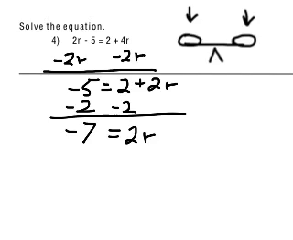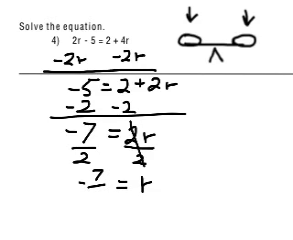Okay, so I'm done with the adding and subtracting part of it. Now the only way to get it to be just r, because I want a positive r equals something, I'm going to have to divide by 2. And I'll divide by 2 on the other side too. So those two cancel out. I get r equals -7 over 2.